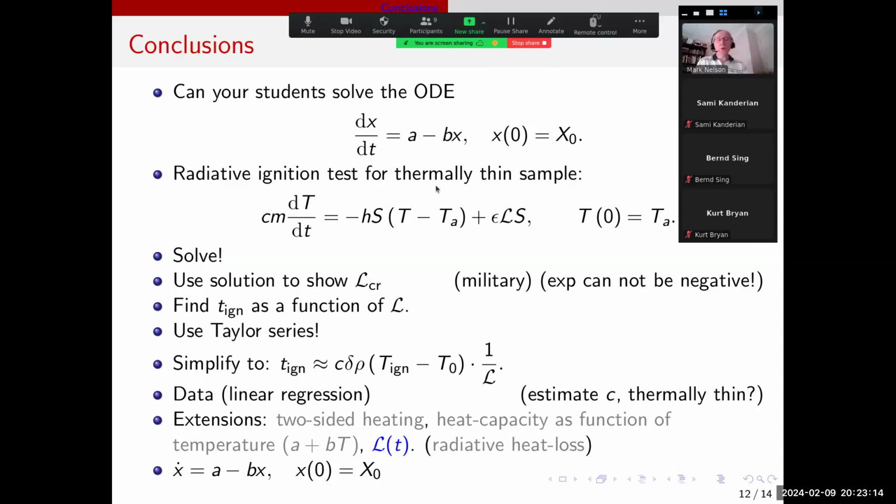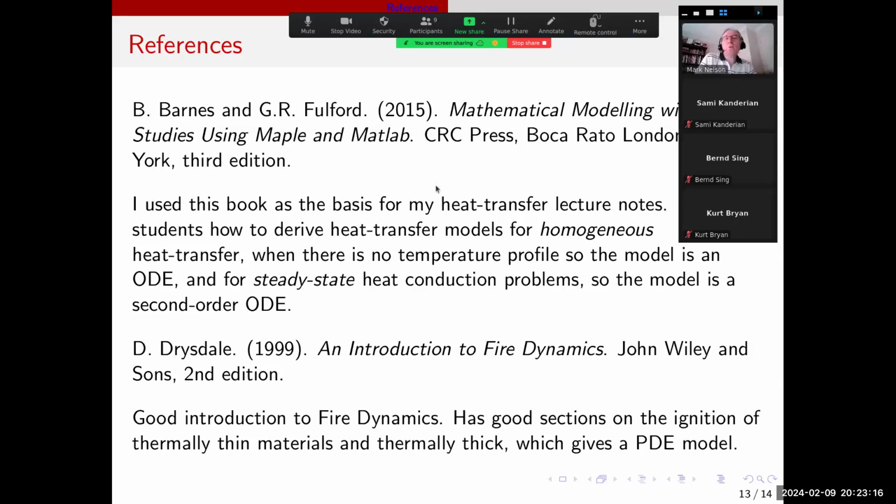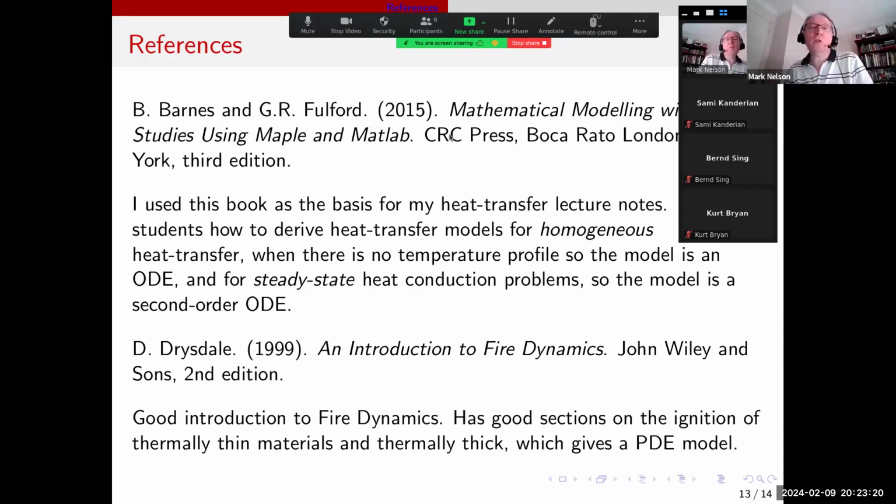Maybe there's no questions. I've got some references at the end. So this is the book that I mentioned by Barnes and Fulford, teaching differential equations through mathematical modeling using case studies. It was probably a little bit ahead of its time when it was first published in about 2003. If you want to know more about fire engineering and how fire scientists use these kinds of equations, this book by Dougal Drysdale is a good one, and I highly recommend it.